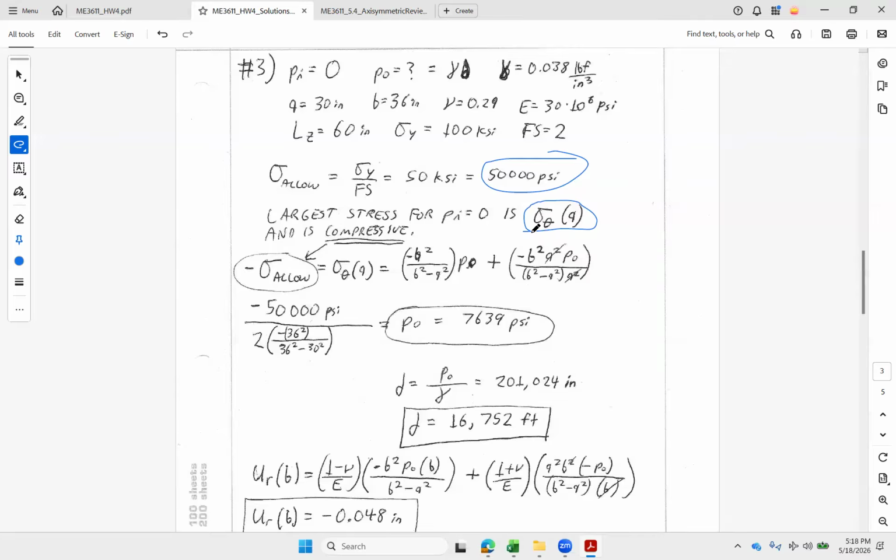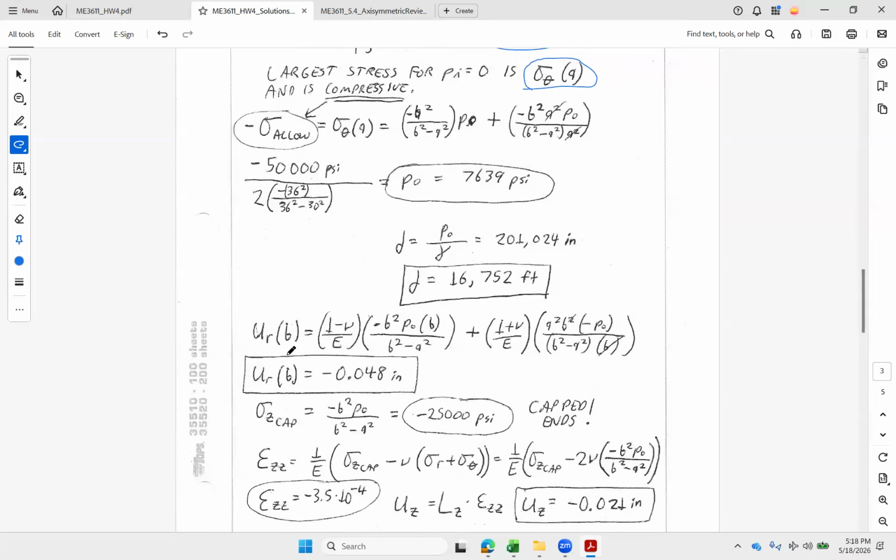Now we want to figure out some displacements at the outer edge of that pressure hull. Radial displacement, it's going to shrink by 0.048 inches. So it's going to go down, not too bad, somewhere between a 16th and a 32nd, somewhere in there, maybe ballpark. So not too much. But remember, it's a 6-inch thick steel pressure hull.